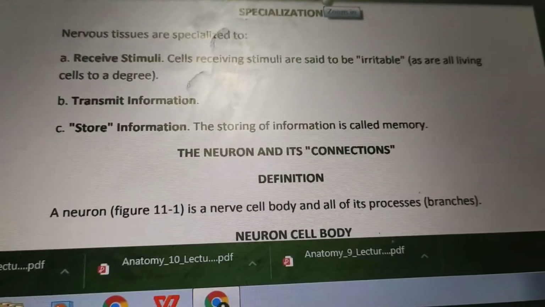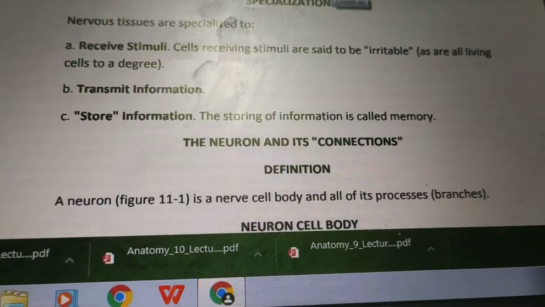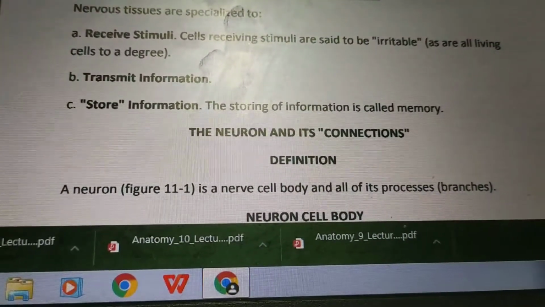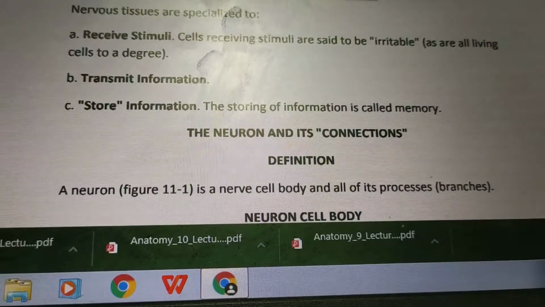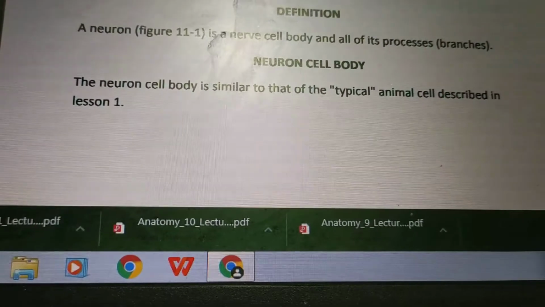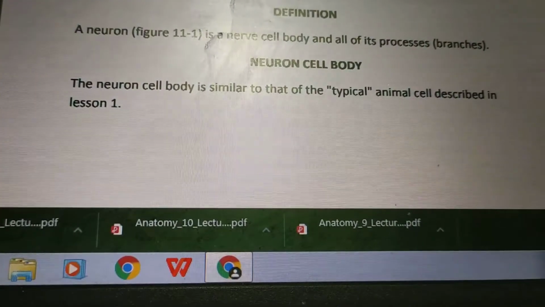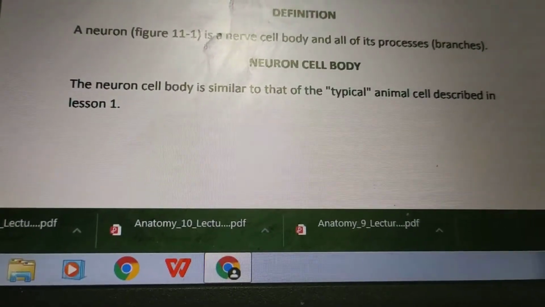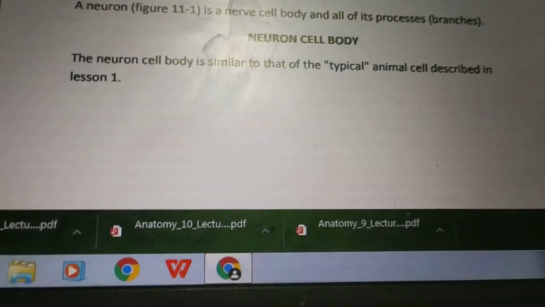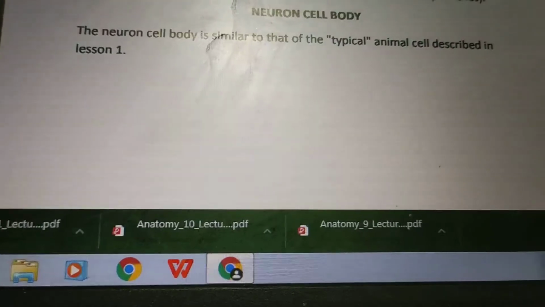The neuron and its connection. Definition: a neuron is a nerve cell body and all of its processes, branches. The neuron cell body is similar to that of the typical animal cell described in lesson 1. We should go to lesson 1, but we will describe it later.